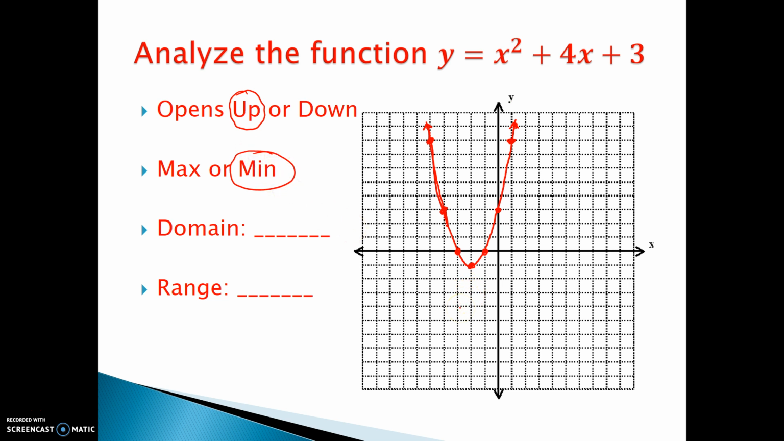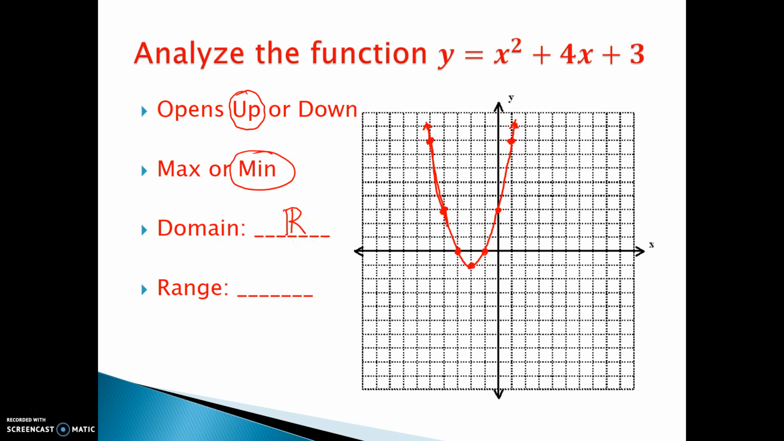As far as domain goes, domain is asking us, what are all the x values that are shown? What are all the possible x values? And again, these arrows are very important because this goes on forever and ever. That means that all my x values will always be shown. They're going to be part of my parabola. So what we're going to say for the domain is all real numbers. And we're going to use this fancy R right there.